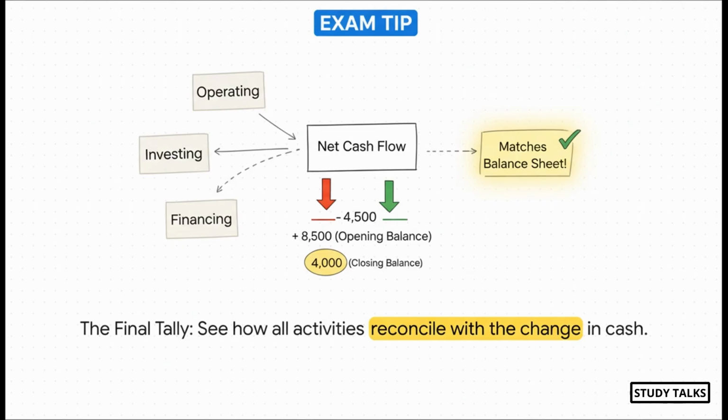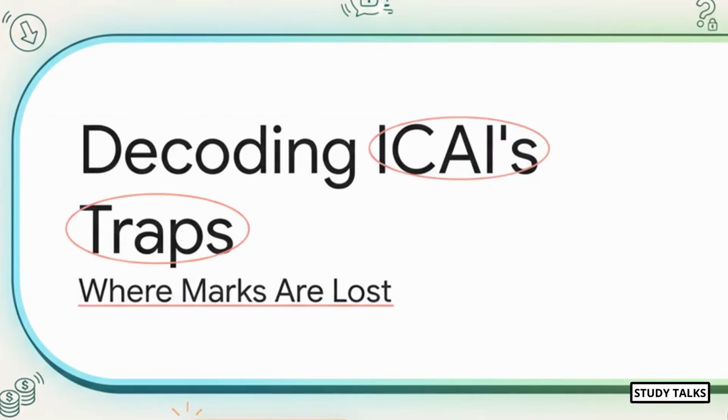And what's the closing cash balance on our balance sheet? It's $4,000. It matches perfectly. That right there is the magic moment. It tallies. Okay, we've built one. Now let's get into the good stuff.